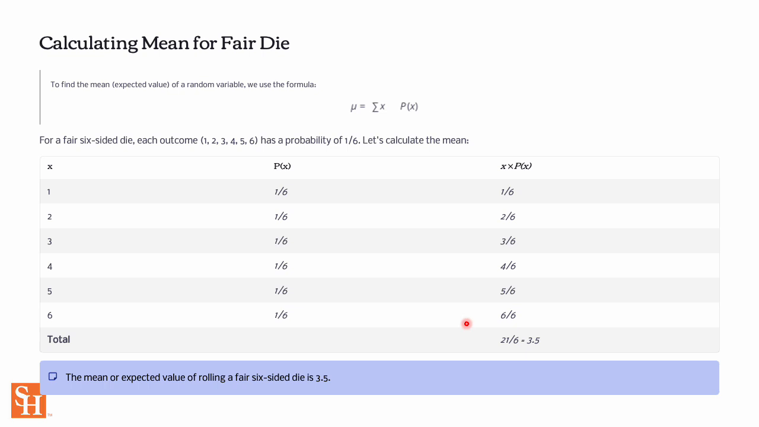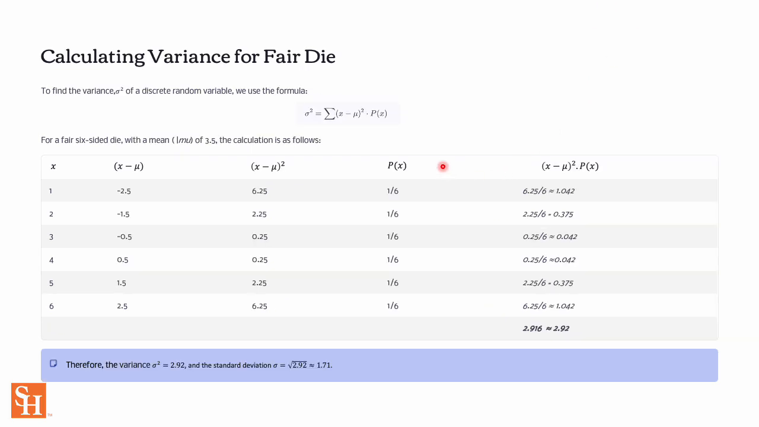And what does that mean? That means the mean or the expected value of rolling a fair 6-sided die is 3.5, right? Now let's see how we can calculate variance. So the formula for variance is like that. Now let's see how we can do that.